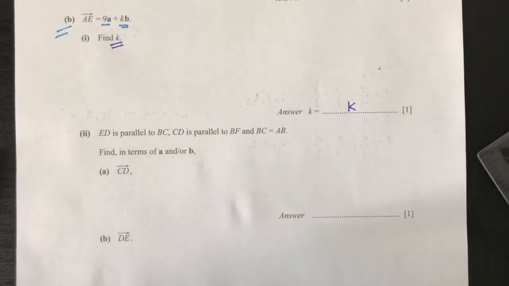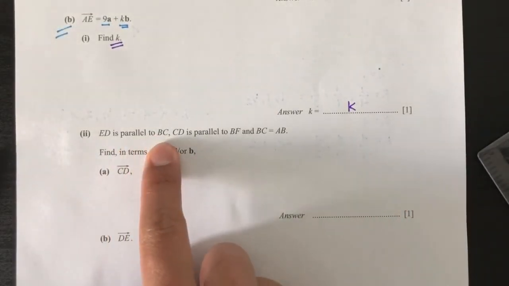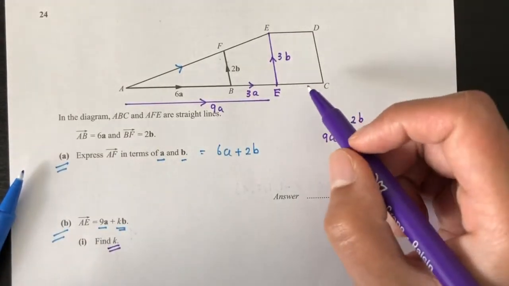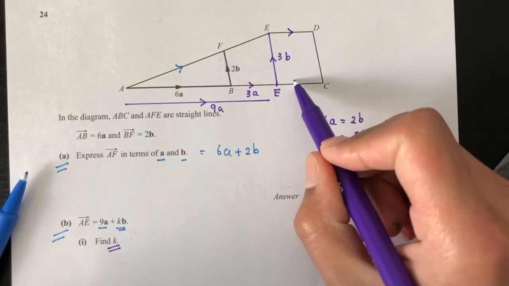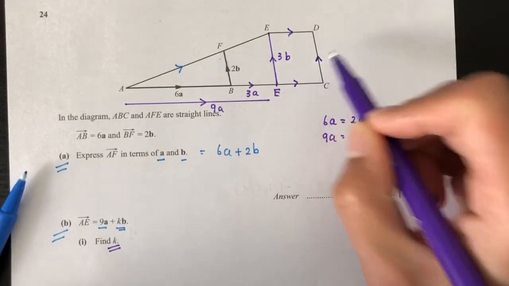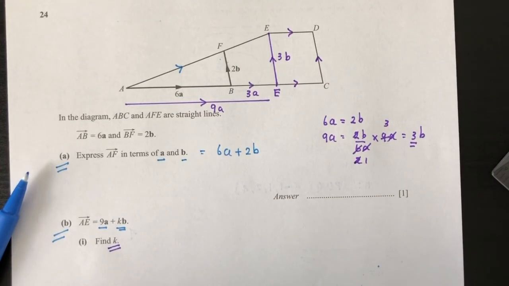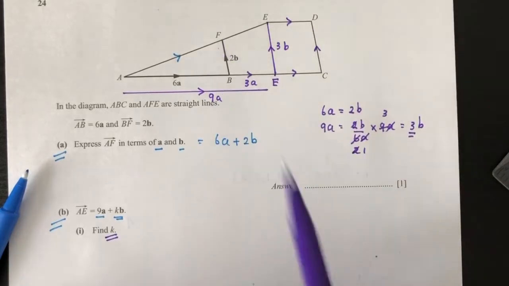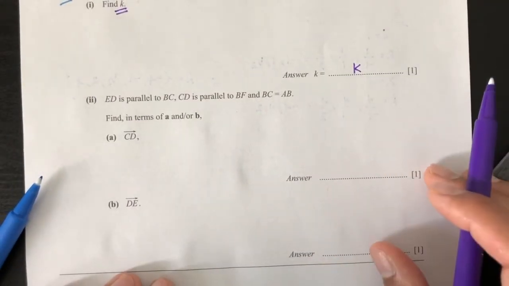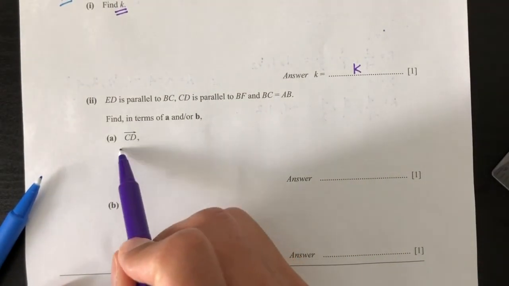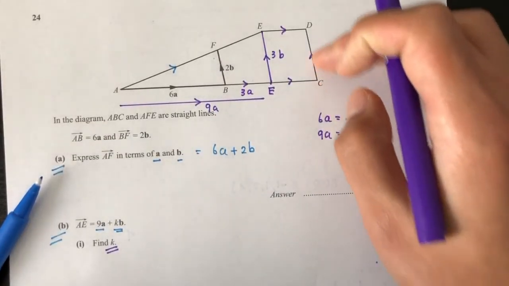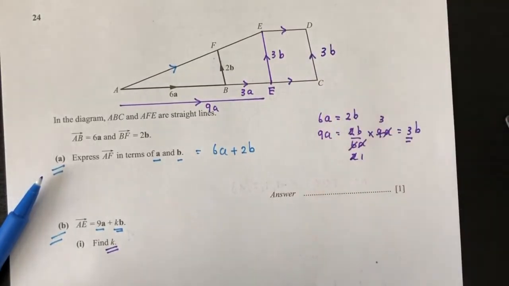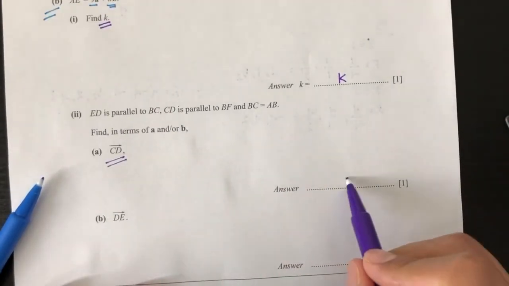Now, part 2, we have ED is parallel to BC and CD is parallel to BF. Okay, so right now, ED is parallel to BC and CD is parallel to BF. Now, find in terms of A and B the value of CD. So where's CD? CD is this one. Since these two are parallel and these two are parallel, this has to be 3B. CD has to be 3B.